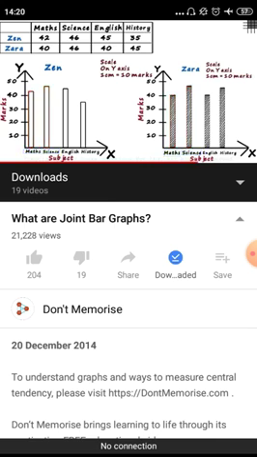How about combining these two graphs? We just place the bars next to each other.